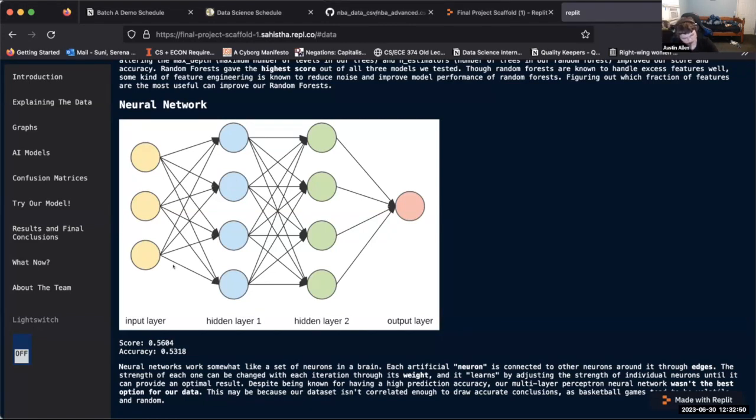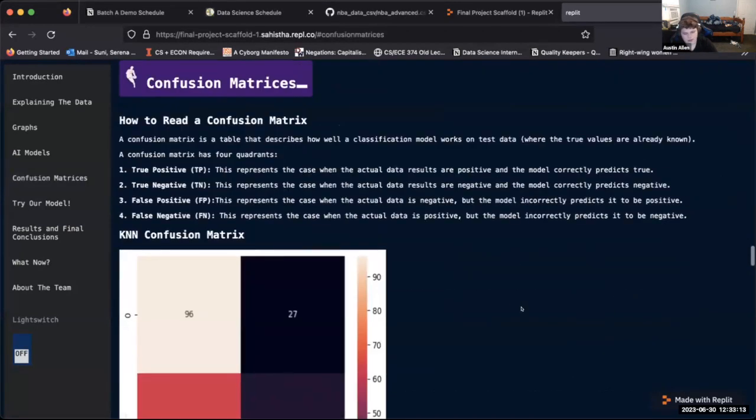Unfortunately for us, despite how good neural networks tend to be for their application, our purpose was not very good for neural networks. It was not a good option for our data, and it's probably just because basketball games tend to be very random, volatile, that sort of thing. So yeah.